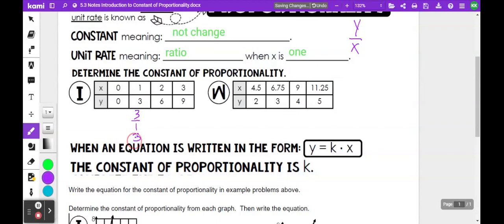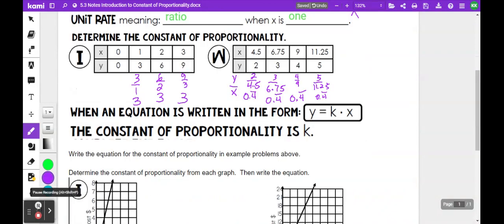So 3 divided by 1 is going to be 3. 6 divided by 2 is still 3. And then 9 divided by 3 is still 3. So when you divide the y divided by x, if it is a proportional relationship, then they will all be equivalent. So we got 3. So that means that 3 is our constant of proportionality. Now try the next example and check it with your Edpuzzle video, so you can check your example with mine.